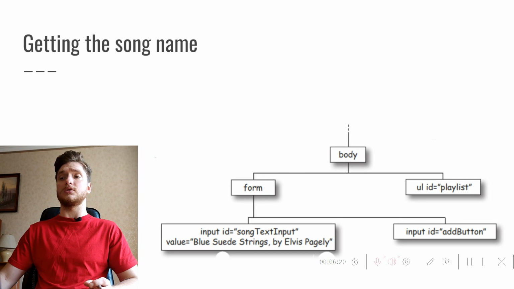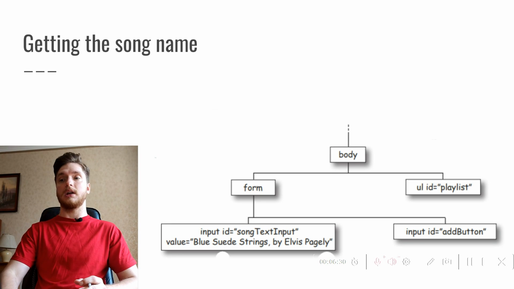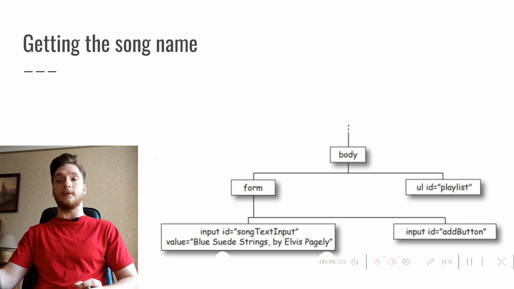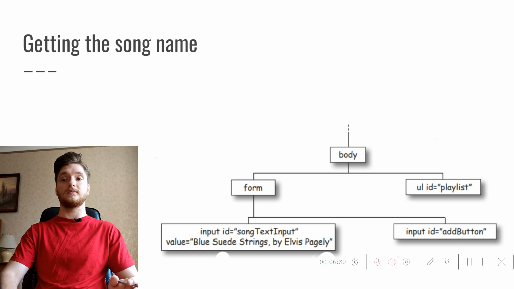Here is the body part of the DOM. Using the getElementById method, we can get a handle to the song text input element in the form. Then we can use the value property of the input element to get the text the user typed into the input field.